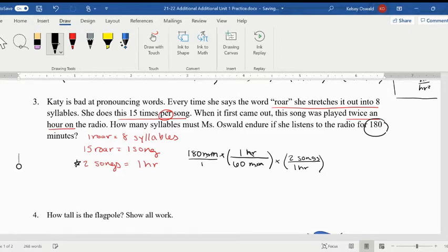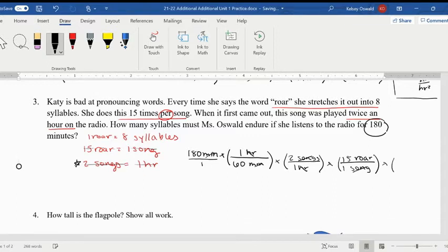So hours on top, hours on bottom cancel out. And once we use a conversion factor, we are done with it. So we've used the fact that 2 songs is equal to 1 hour to cancel out hours. To cancel out songs, we know that 1 song, again, we're putting that on bottom to cancel out the one on top, is equal to 15 roars. Okay, so we've used this conversion factor, so now we're done with it.